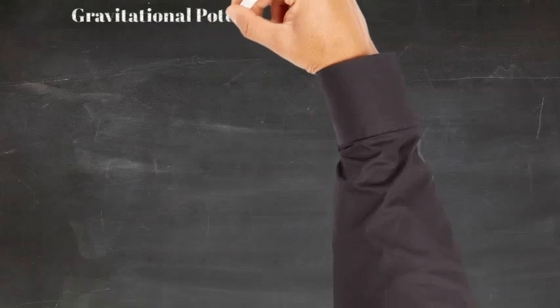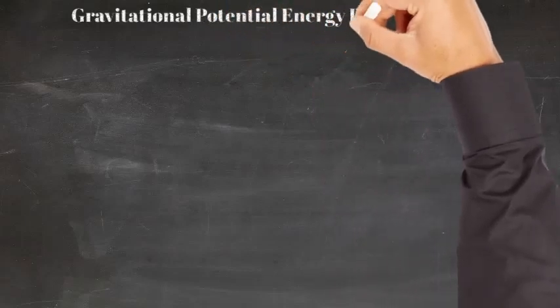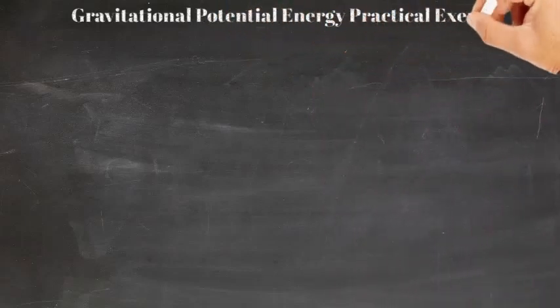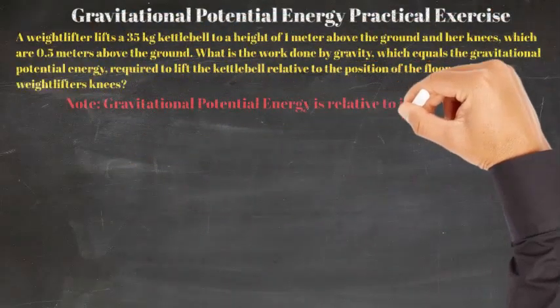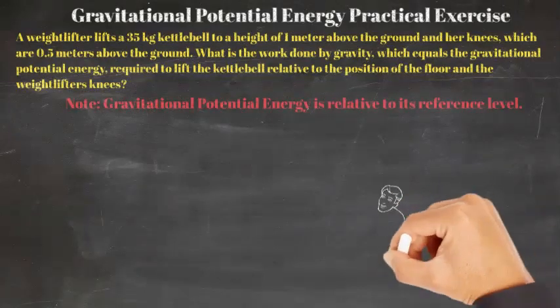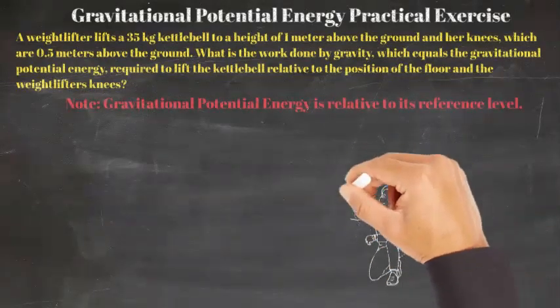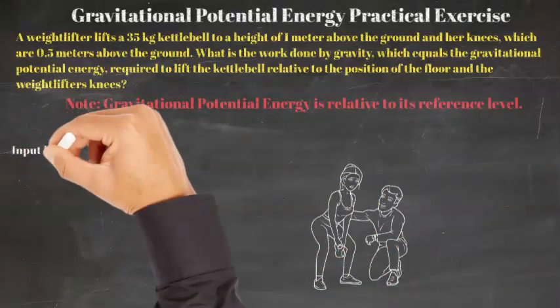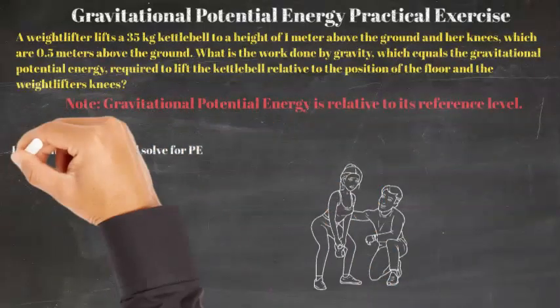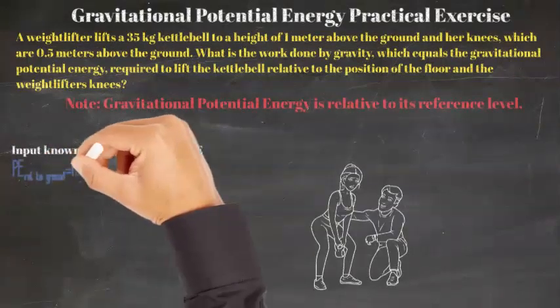Let's do a practical exercise to solve for the gravitational potential energy. We would need to start by examining this problem to find the values we need. The problem written in yellow tells us the mass of the kettlebell, which is 35 kilograms, the distance it was lifted relative to the ground, which is 1 meter, and the distance which was lifted relative to her knees, which are half a meter above the ground.